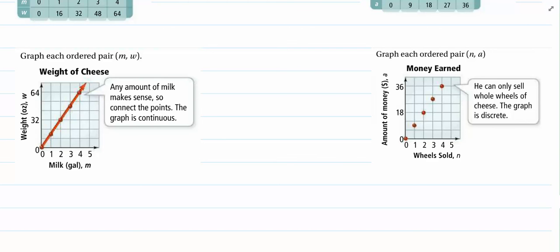When we look at the weight of cheese graph, when we take milk versus weight, well, I could have 1.5 gallons of milk, and therefore I could figure out exactly the weight that I would want to use to make my cheese. However, I could not sell 1.5 wheels of cheese. It just doesn't make any sense. So therefore, the weight of cheese graph is continuous, and the money earned graph is discrete.